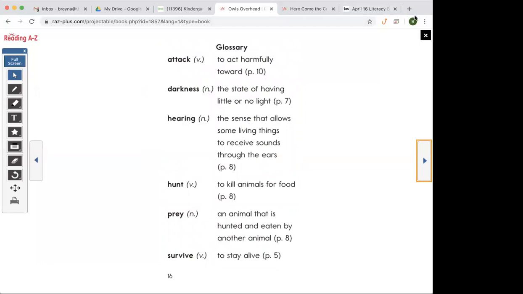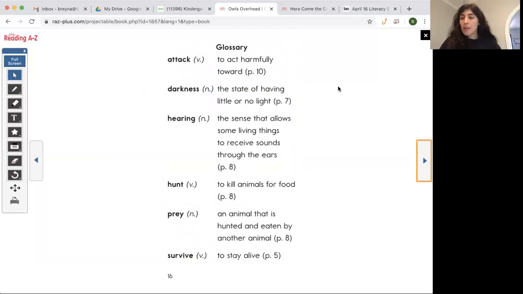So while we were reading, I made some notes, and this is actually going to help us when we do our Venn diagram. Readers make notes to help them remember what they've read, because there were a lot of different things that were said in the book. So I wrote down important things that I think I should remember about owls. So I'll read you what I wrote.